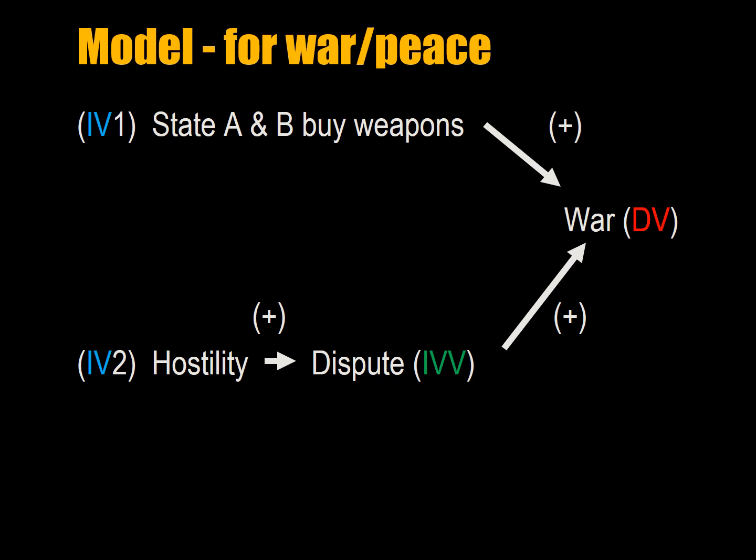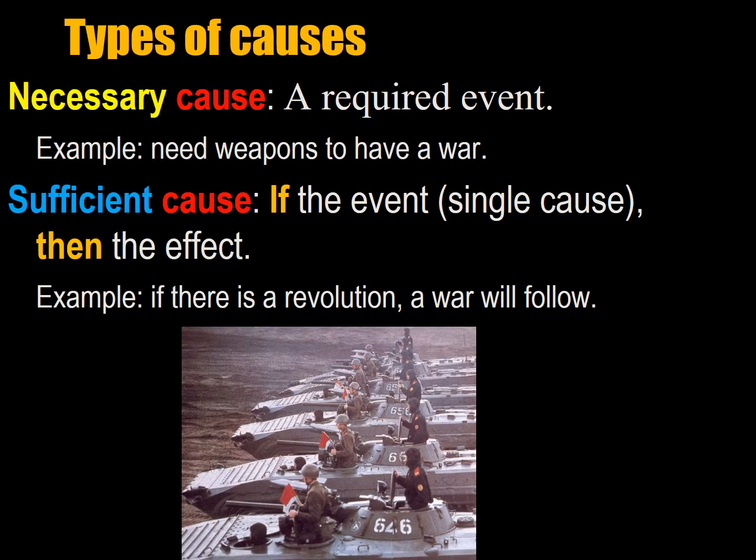So this is just a model. I haven't tested it. I don't know if it's correct. It's reasonably intuitive. Most people think of arms races in this way. And notice how there are two separate causes here, two separate independent variables. Now, we need to know these two terms because they occur a lot in the literature. And there are two types of causes. They're ideal, which means we speak about them, but they almost never exist in the social sciences. But you should be familiar with what they mean.